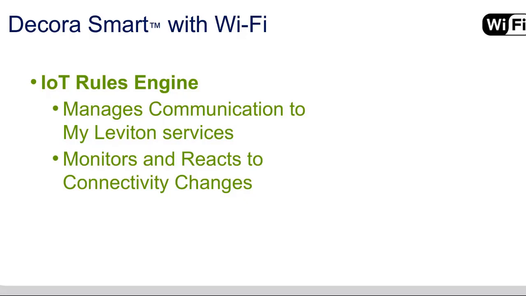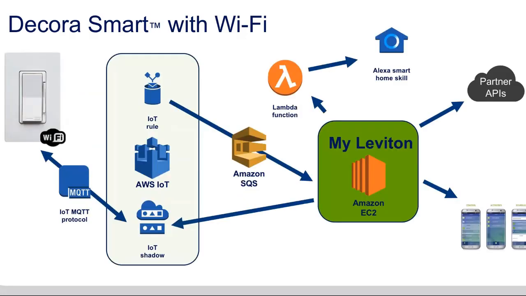And I'll shortly show a diagram that shows end-to-end how we use these different parts of IoT core, including the device shadow, the core, the rules engine, and from device all the way to the end user's smartphone or Echo, or however the actual control mechanism may happen to be. So here is a fairly high-level overview of how Decora Smart with Wi-Fi leverages the AWS IoT core and some other AWS services to accomplish our goals.